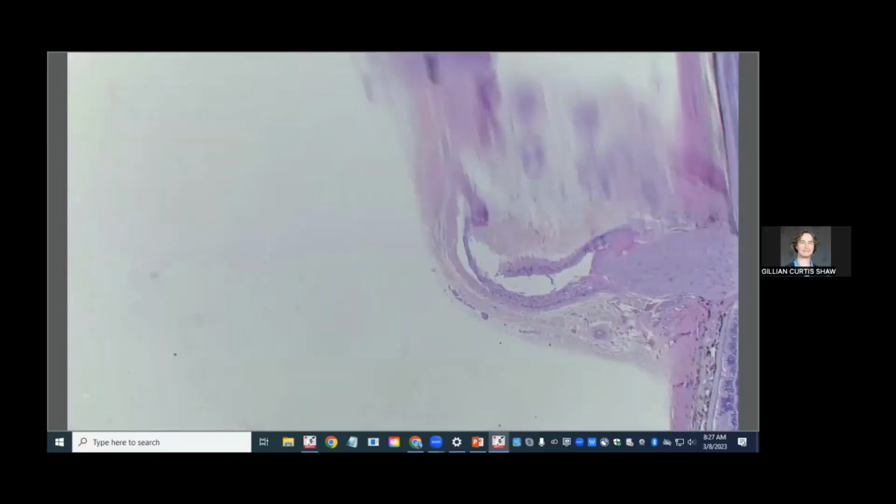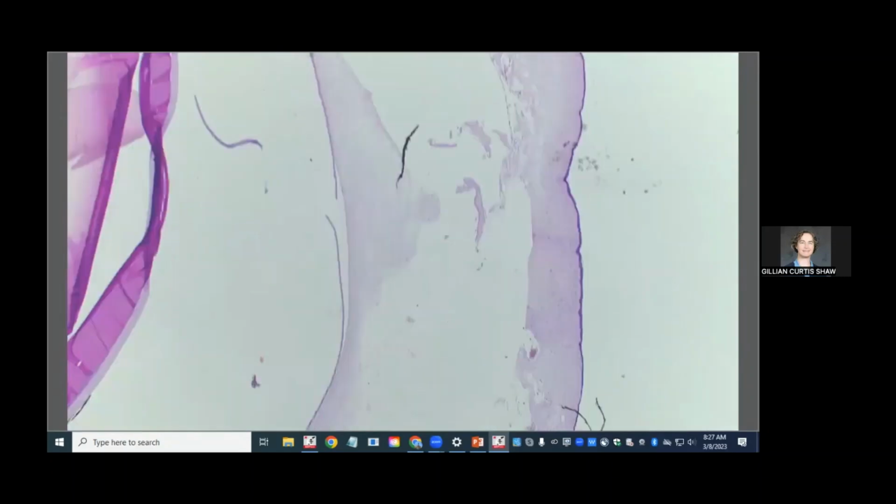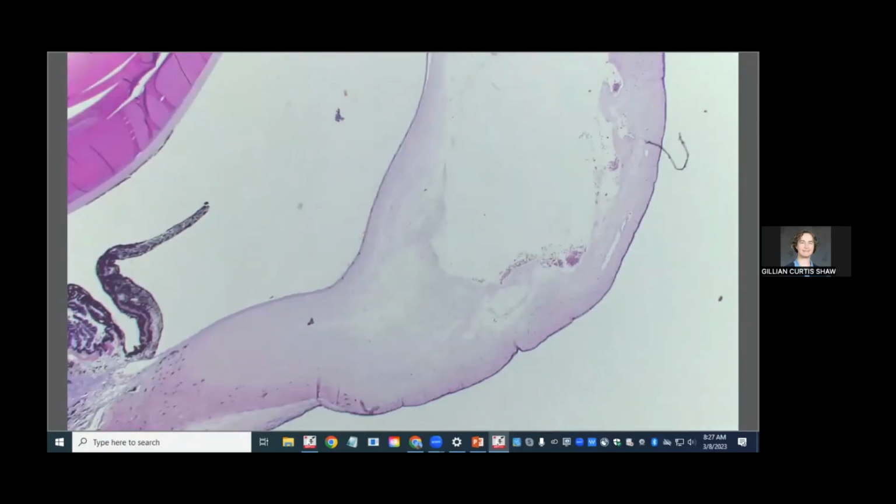One. I'm going to pick this one. Actually, it's a very small eye. All right, so here's the cornea up here. There's still stuff on it.